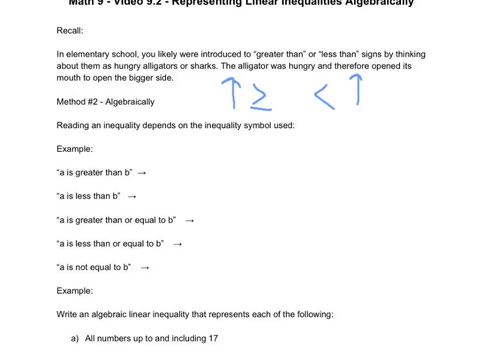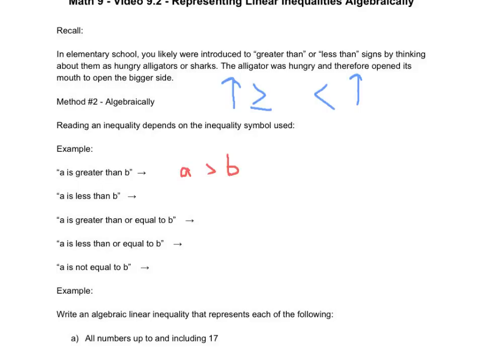We've got the first one, A is greater than B. Well, the way we would read that is A is greater than B. Okay, so same thing, left to right, just how we would read anything. A, and then it's the greater than, which means that the alligator mouth is open towards the A. That means A is greater than B.